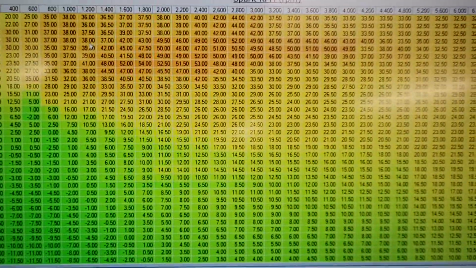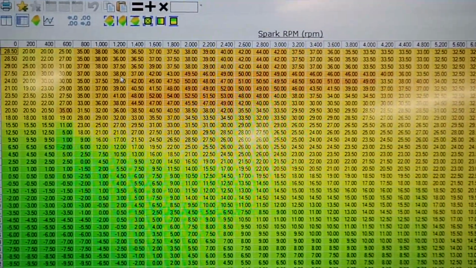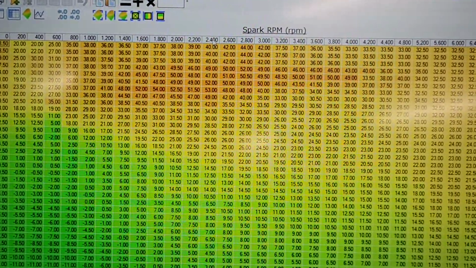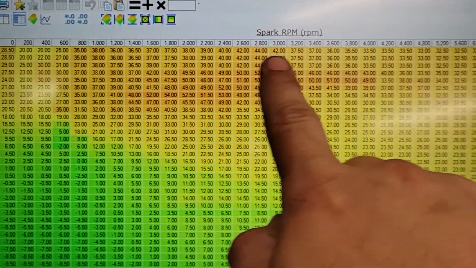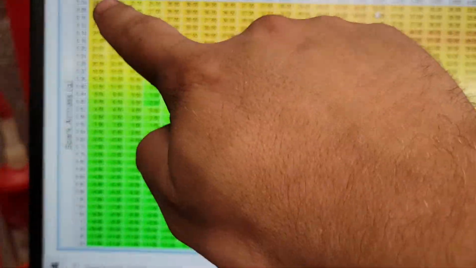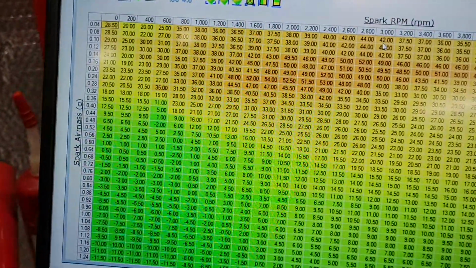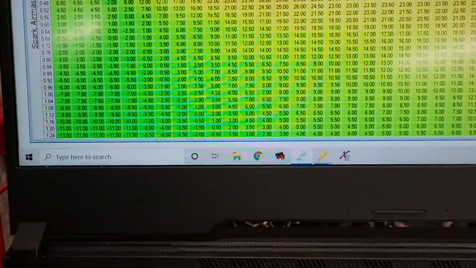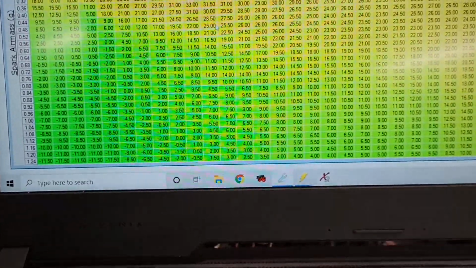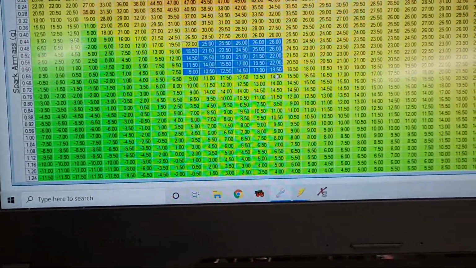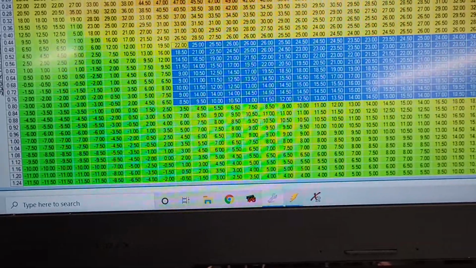Just a quick rundown, this is your main spark table before any modifiers. Across the top you see the RPM, and then you see a grams per second per cylinder breakdown down the side. What this means is when you make a pull in one of these vehicles, you go wide open throttle, it's going to sweep through here.